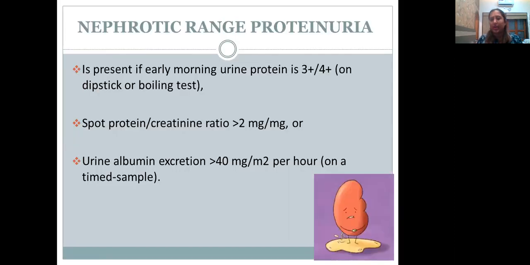So what is nephrotic range proteinuria? Nephrotic range proteinuria is present if the early morning urine protein is 3+ or 4+ on dipstick or boiling test, or if the spot protein creatinine ratio or 24-hour collection urine is more than 2 mg per mg, or urine albumin excretion of more than 40 mg per meter square per hour on a timed sample.